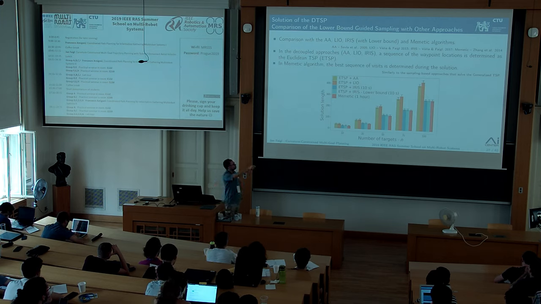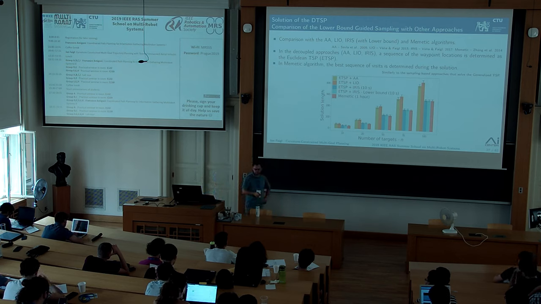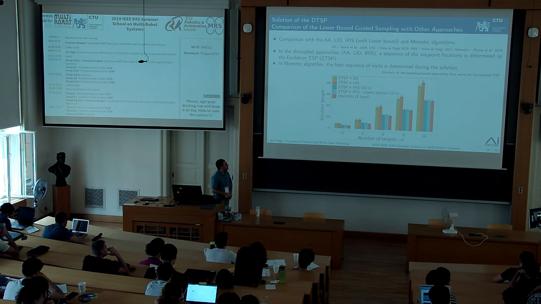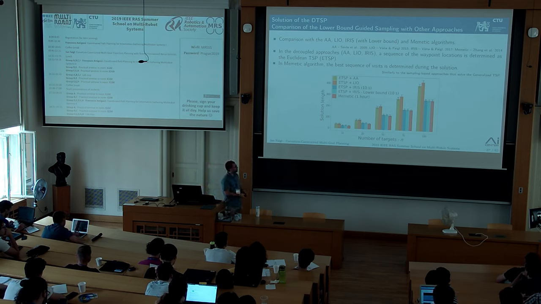So we limit the computation time in this case to 10 seconds. And one more important thing is that all of these ETSP are decoupled. So the sequencing part is found by the Euclidean TSP. And in the sparring partner, here we employ this memetic algorithm, which optimizes also the sequencing part, the TSP sequence, and also the headings. And we limit it to 1 hour.